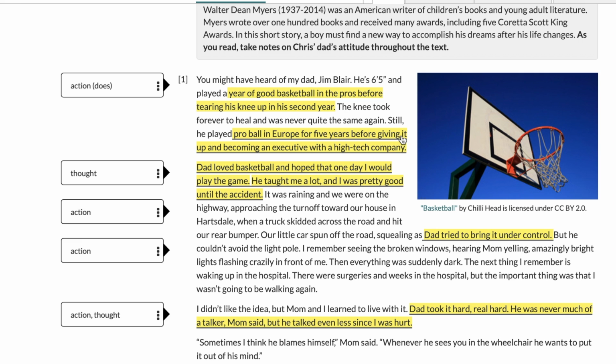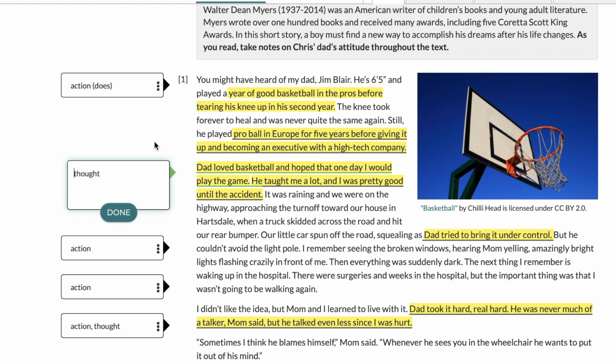Pro ball in Europe for 5 years before giving up and becoming an executive with a high-tech company. So he gave up his dream of playing basketball. How might you feel if you had to settle for something because you hurt yourself and gave up your dream? You may feel really depressed. You may feel really discouraged. You may feel really defeated.